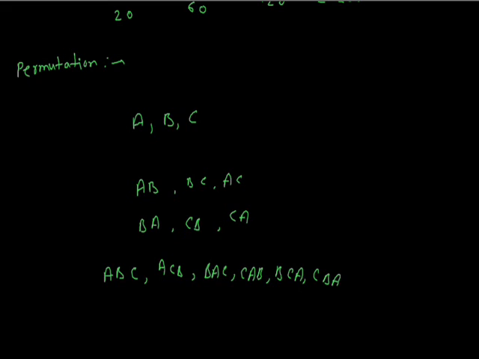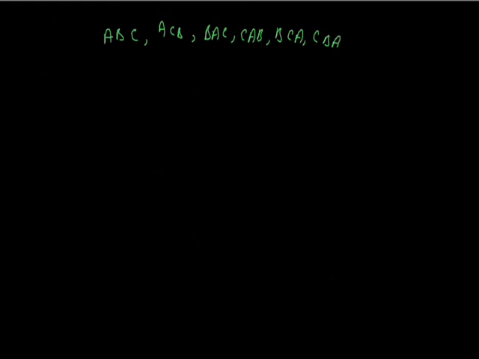So we can make a formula for the permutation. The number of permutations of n things taking r at a time is denoted by nPr, which is equal to n factorial upon n minus r factorial.